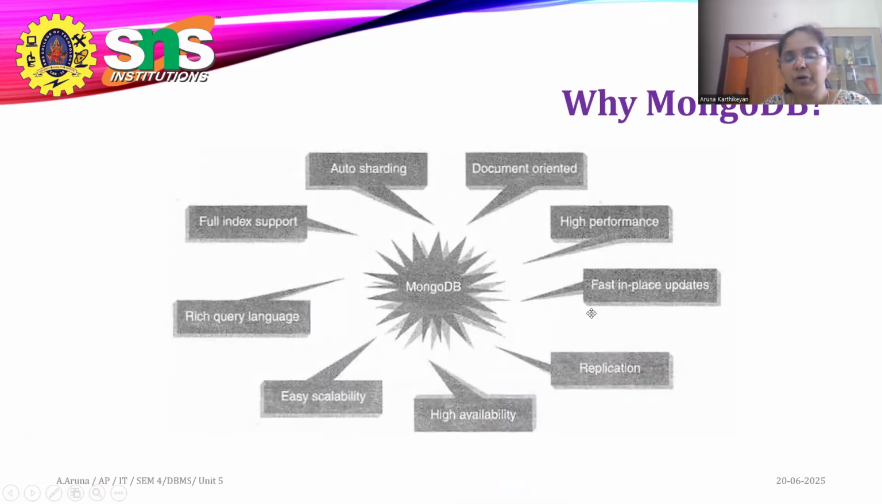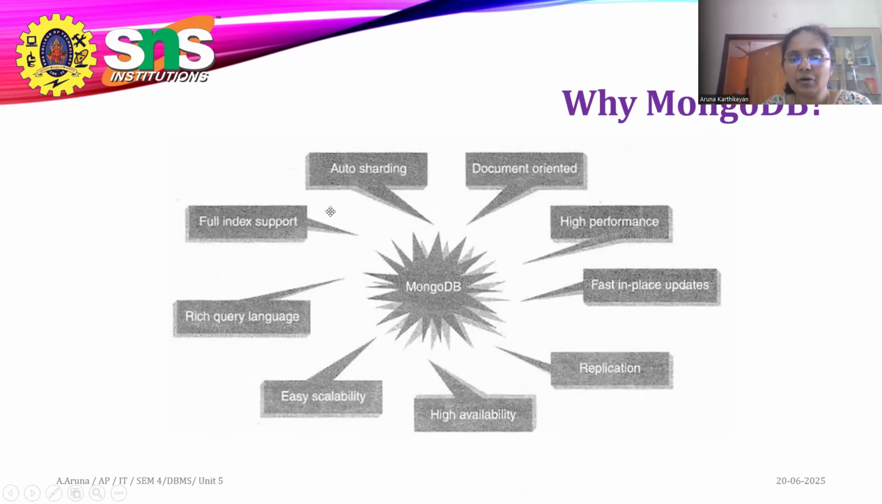So why do we have to go for MongoDB? Because here it has auto sharding, and also it is document oriented. Performance is very high, and updates are very easy. It has replication, and availability and scalability are higher. And also we can say it has a rich query language and fully indexed support. Based on the index only, your data is stored and retrieved. For that reason we are using sharding and replication for storing the indexed data.